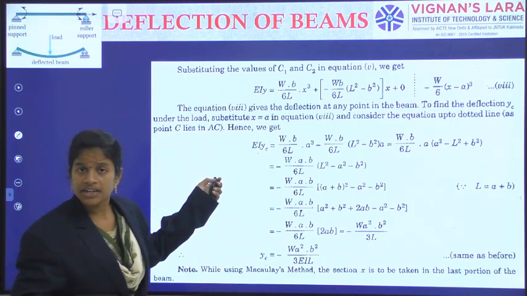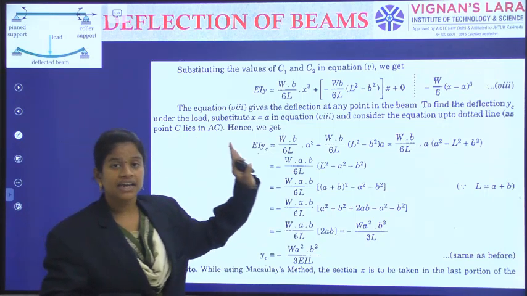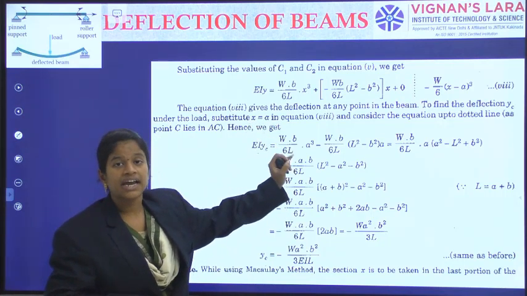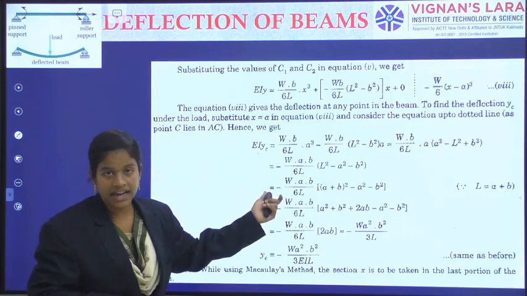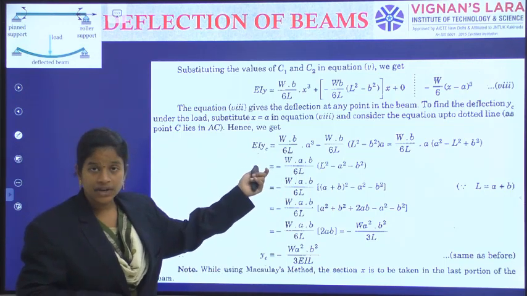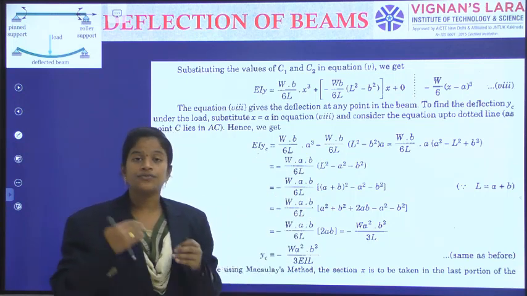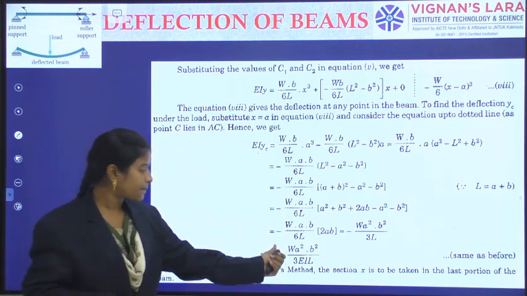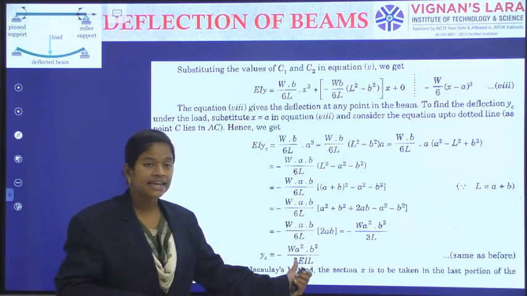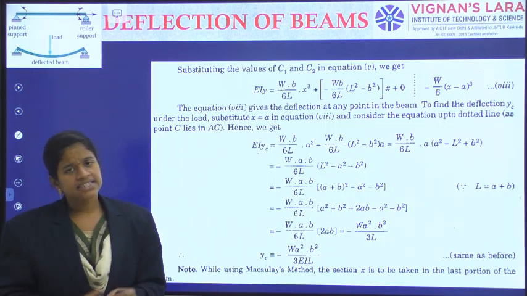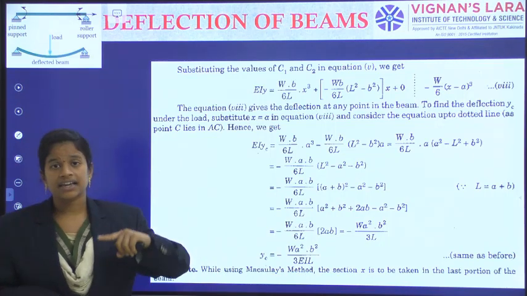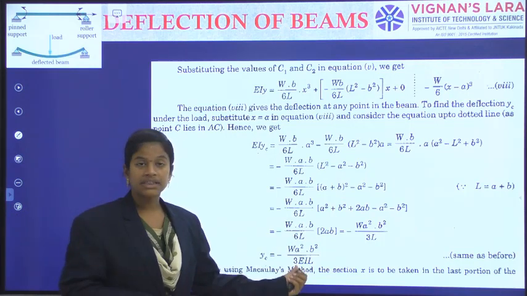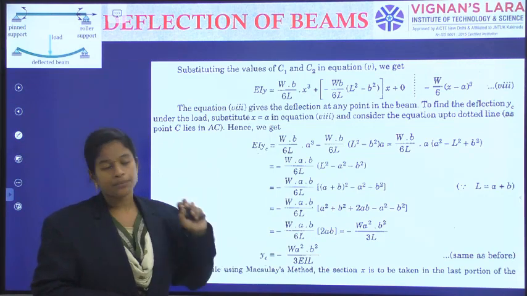But here no such type of conditions were there. Simply I am calculating deflection at C point. So EI into YC is equal to the corresponding deflection equation, substituted with the corresponding x value from the left support, and I am calculating the deflection. We have got minus W A square B square by 3EIL, as this minus again indicating the deflection is occurring in the downward direction. Okay, so that y is equal to W A square B square by 3EIL at the loading point.